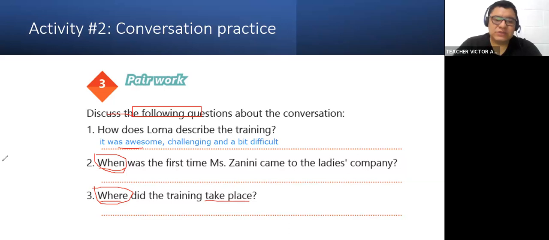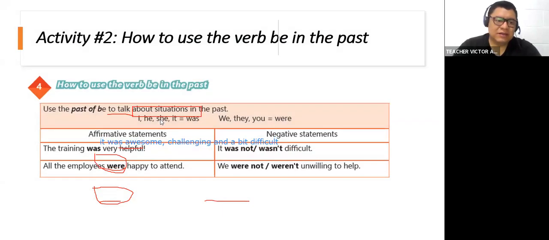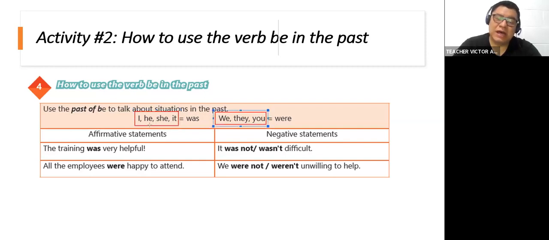Okay, let's continue, guys. In that case, we'll practice. So it says how to use the verb be in the past. Use the past of be, and this is important, to talk, of course, about situations in the past when we use these pronouns. If I use I, I use was. If I say we, I use were. If I say he, it is was, and so on.